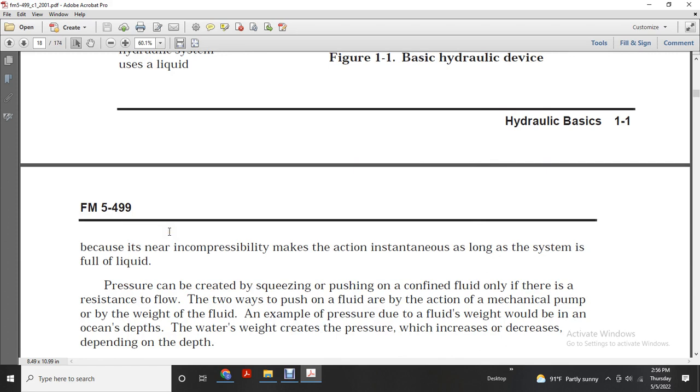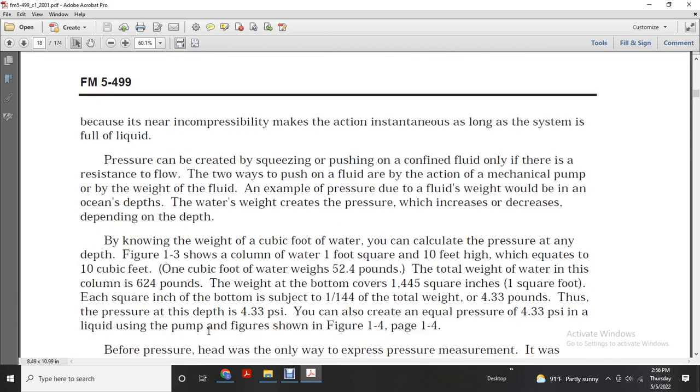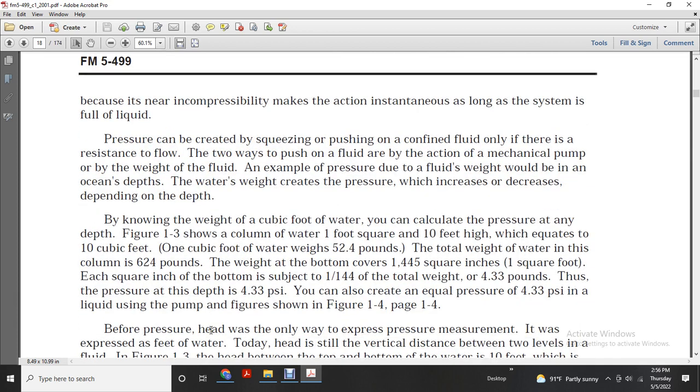Pressure can be created by squeezing or pushing a confined liquid only if there is resistance to flow, such as the push of a mechanical pump, or by the weight of the fluid. An example of pressure due to weight would be ocean depth. The water's weight creates pressure which increases or decreases depending on the depth. By knowing the weight of a cubic foot of water, you can calculate the pressure at any depth.